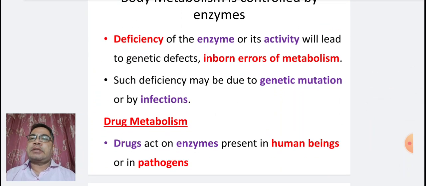Deficiency of the enzyme or its activity due to genetic defects results in inborn errors of metabolism. Such deficiency may be due to genetic mutation or by infections. Coming to the next point, drug metabolism. Drugs act on enzymes present in human beings or in pathogens.